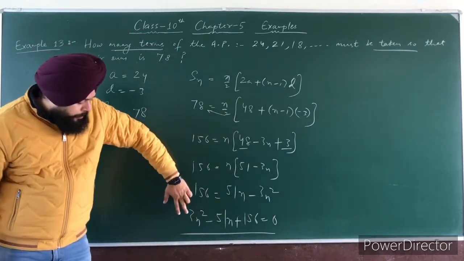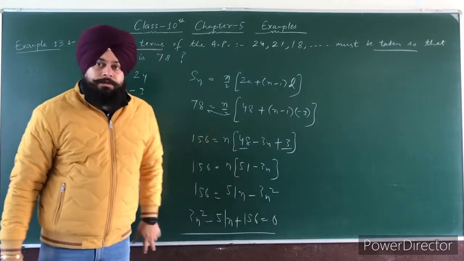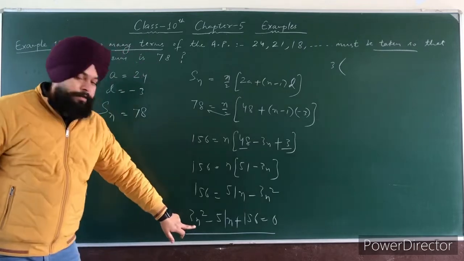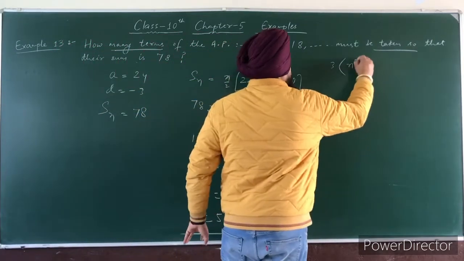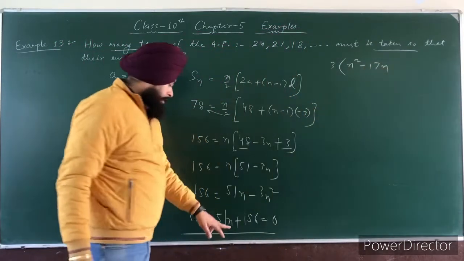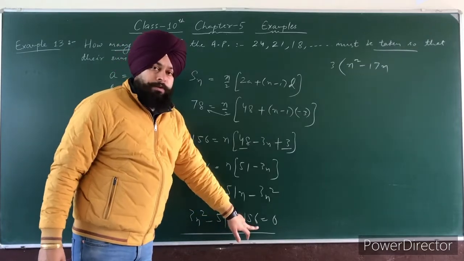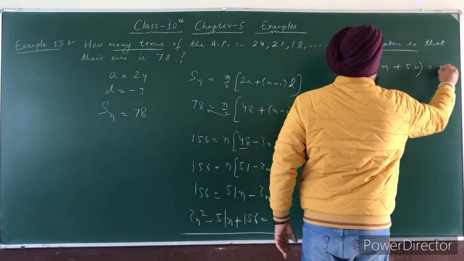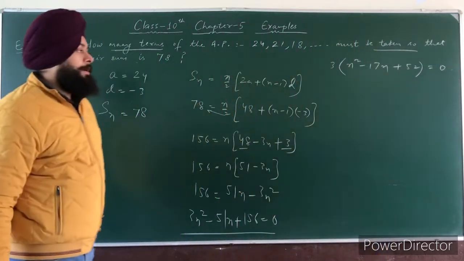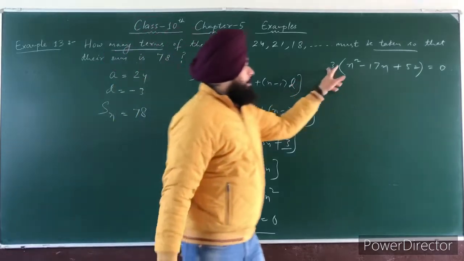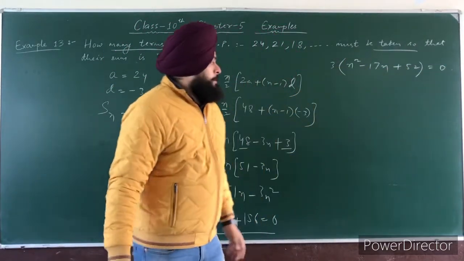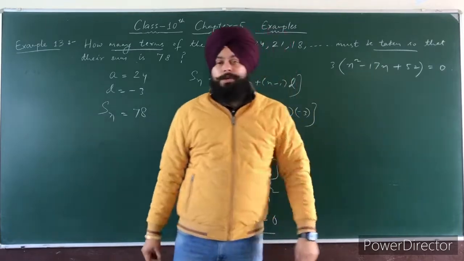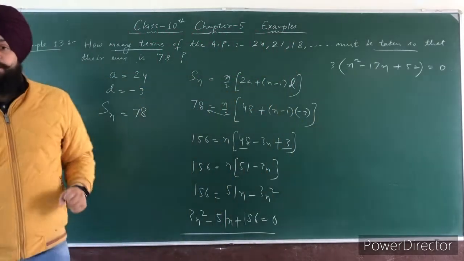Now you can see 3 is common from all these 3 terms. You can take 3 common. So after taking 3 common, what is left here? n square minus 17n plus 52, since 3 times 5 is 15 and 3 times 2 is 6, is equal to how much? 0. Alright. Now take this 3 on the right side, it becomes 0. So the required equation is n square minus 17n plus 52 equal to 0. So this is the quadratic equation.